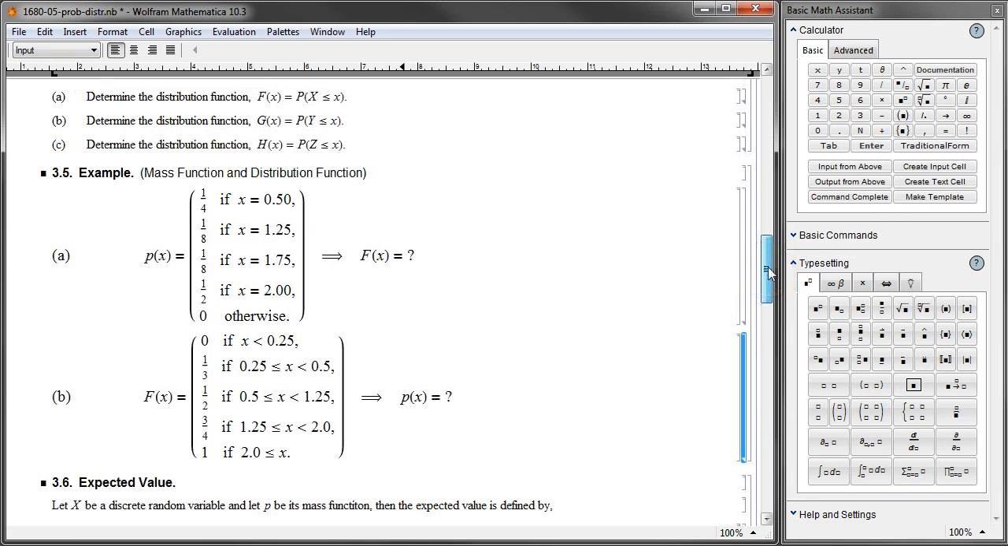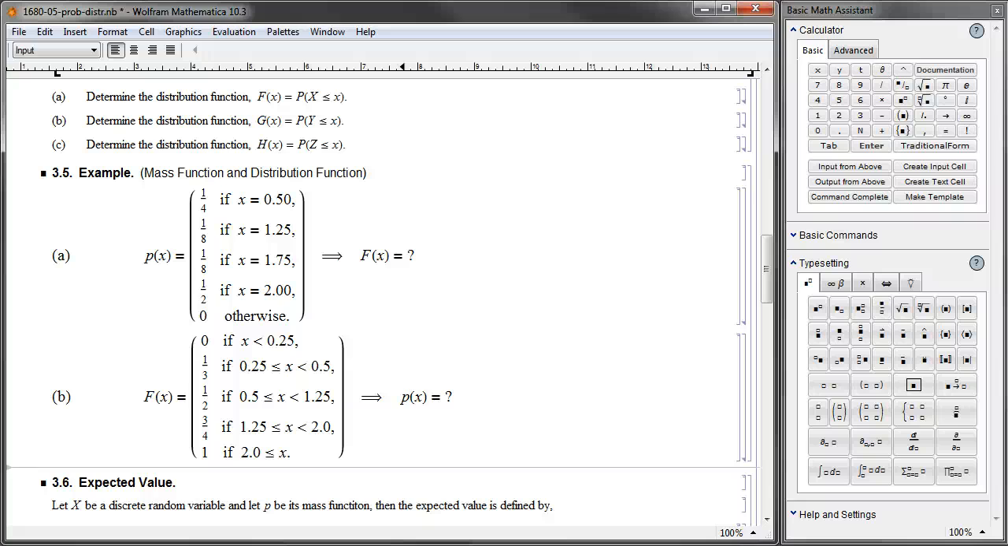Okay, great. We went through mass functions and distribution function. Now, let's take a little bit of breather, maybe just 2 seconds, because you can always pause this video. And then let's move on to the next concept, expected value.